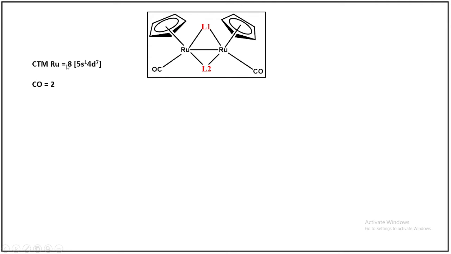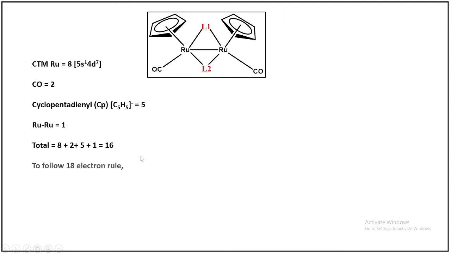Okay, and it is attached to carbonyl. We saw earlier that carbonyl is a 2 electron donor. So we write 2, and this is cyclopentadienyl, which is a 5 electron donor, and it also has one metal-metal bond. The metal-metal bond is formed by one electron from this ruthenium and one from this. So each ruthenium has one electron. Therefore, the total electron count will be 8 plus 2 plus 5 plus 1, that equals 16.